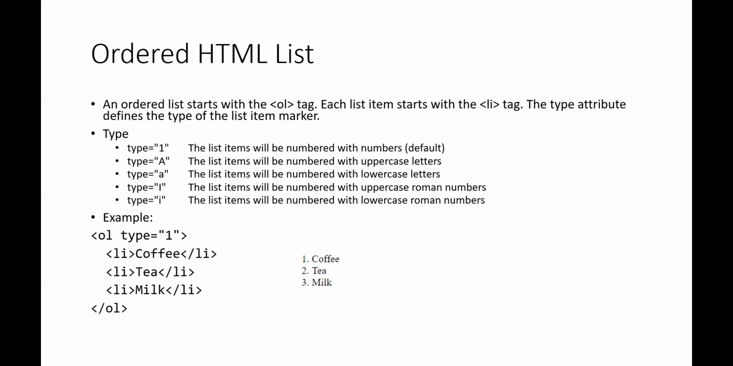Then we have ordered list items. Again, you can change the different ways of representing these list item markers. By default, we can have 1, 2, 3, and so on. You can have capital A, capital B, capital C, and so on. So we can represent them in different ways.